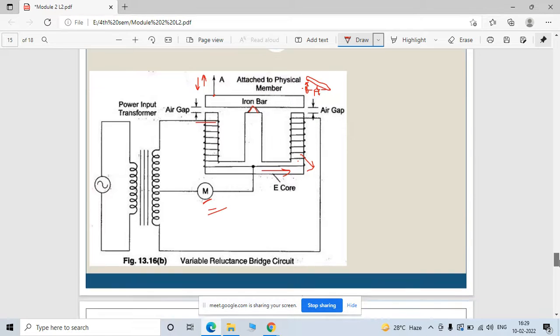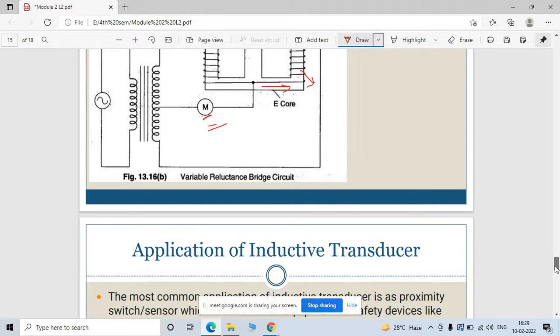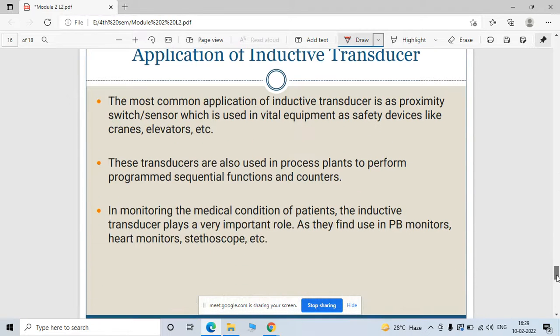Okay, so these are the arrangements for this inductive type of transducer. These are some applications of inductive type transducers. The first and most common application of an inductive transducer is a proximity switch sensor, which is used in vital equipment safety devices like cranes and elevators. So इन सब में this inductive type of transducer का use हम करते हैं.